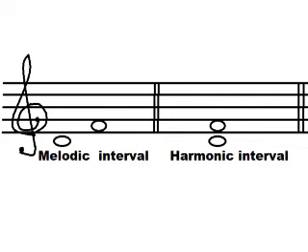If they are produced one after the other, it becomes a melodic interval. The interval between them when they are produced at the same time becomes harmonic. That's something like this. I'm producing D and F at the same time. So the interval between them is called harmonic interval.